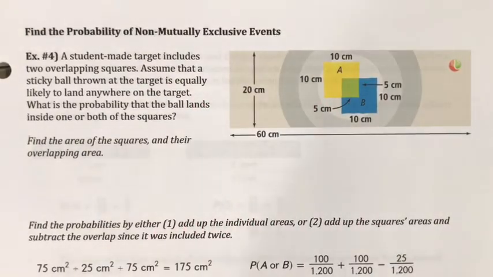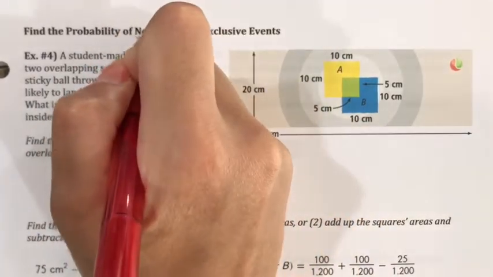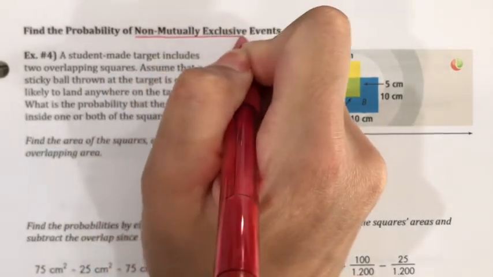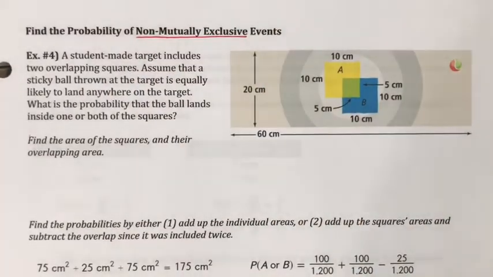Hi everyone. Today we're going to be doing the second part of the 12-1 notes. So this is the fourth page in the notes packet. We're going to start by finding the probability of non-mutually exclusive events. Okay, and we'll talk about what that means in a minute.